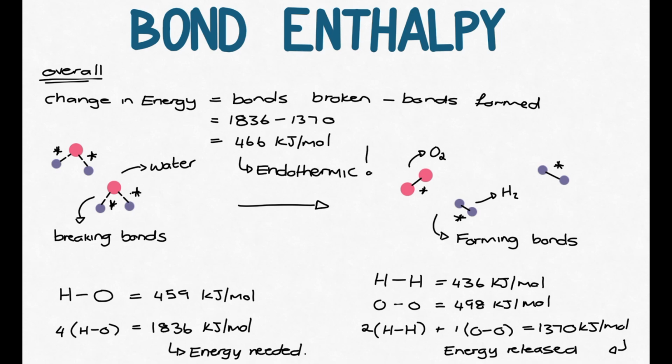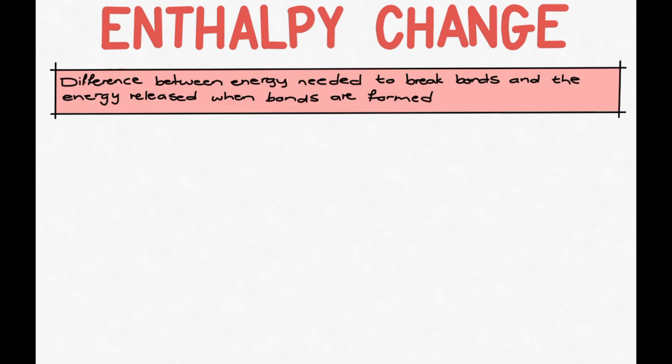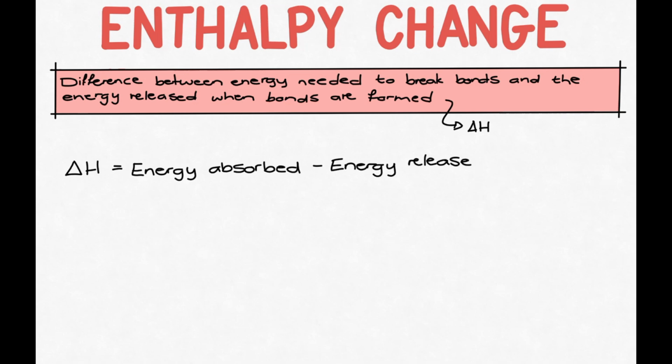Now, because this value is positive, it means that the reaction overall will be an endothermic reaction. So the change in the energies between the bonds being broken and the bonds being formed is called the enthalpy change and can be described as the difference between the energy needed to break the bonds and the energy released when the bonds are formed. And it has a symbol of delta H, so a tiny little triangle with an H. So we can either write this as the energy absorbed minus the energy being released, or we can write it as the bonds being broken minus the bonds being formed.